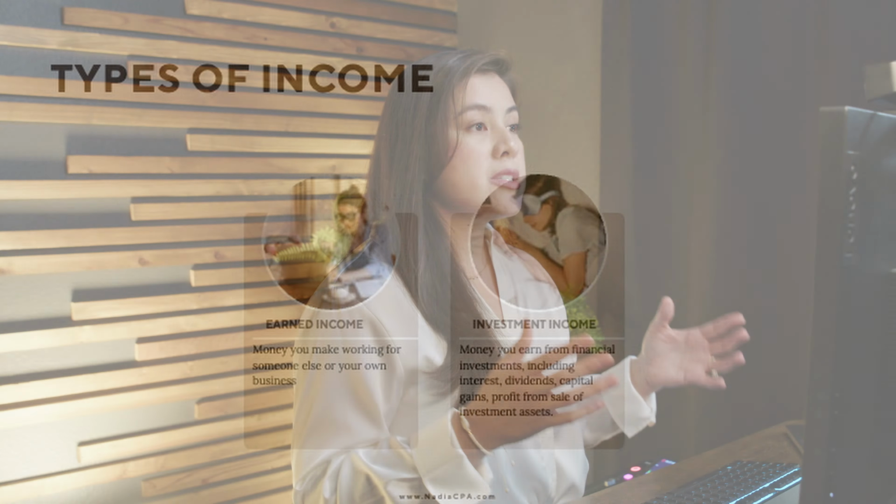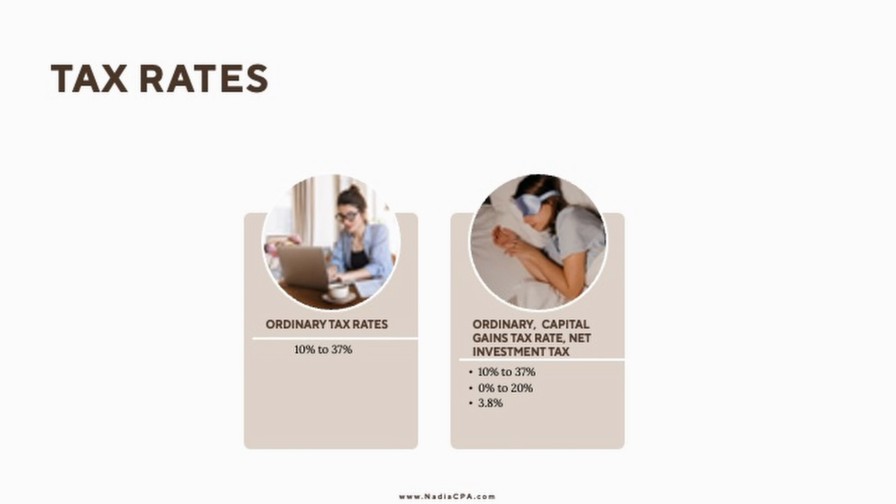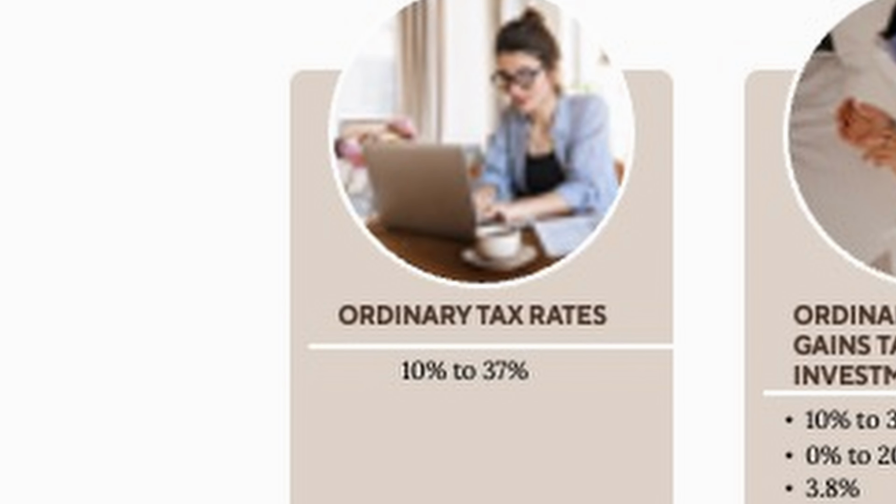And they call it most likely pillow income because that money is working for you and you're not working to earn that money. And you know what? These two types of buckets are taxed very differently. The earned income is subject to ordinary tax rates. That's a term that you'll hear. And those tax brackets are as low as 10% up to the highest tax bracket, which is 37%.